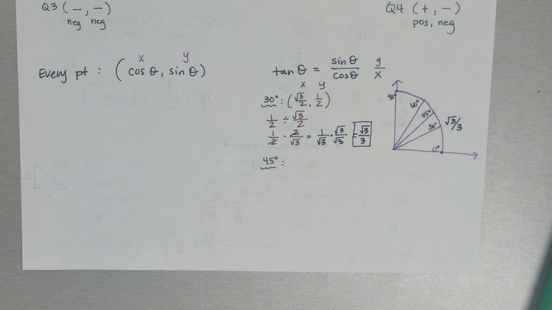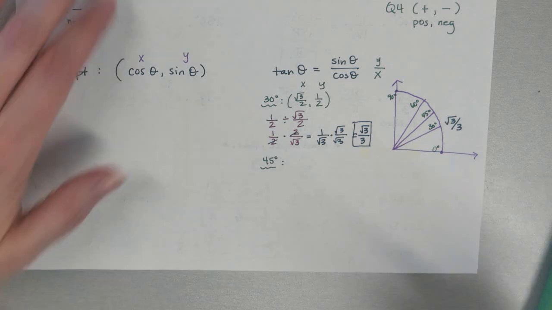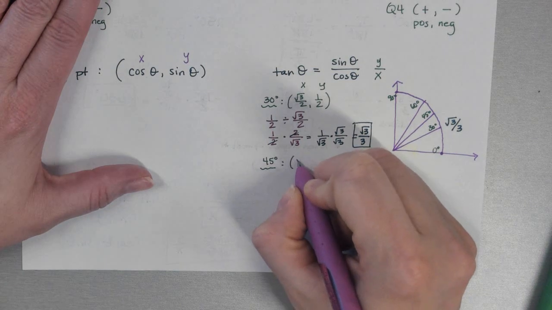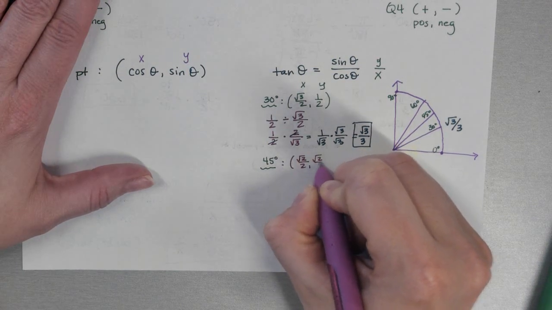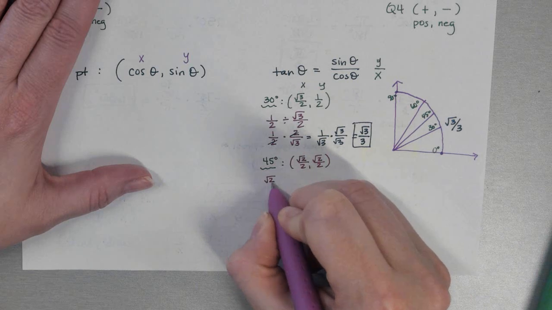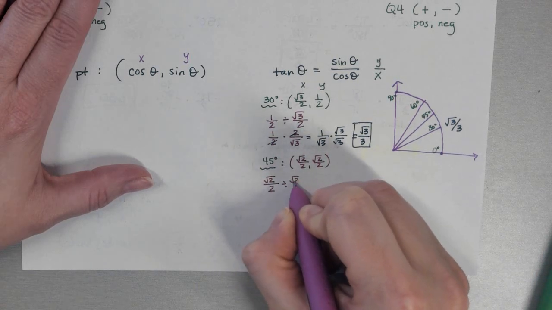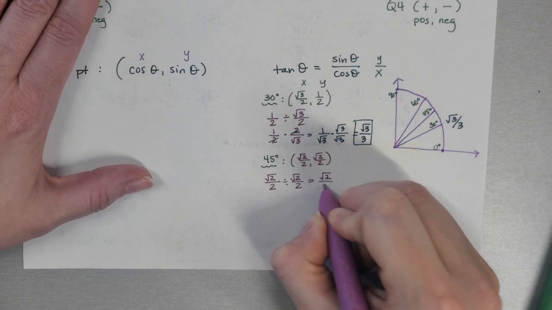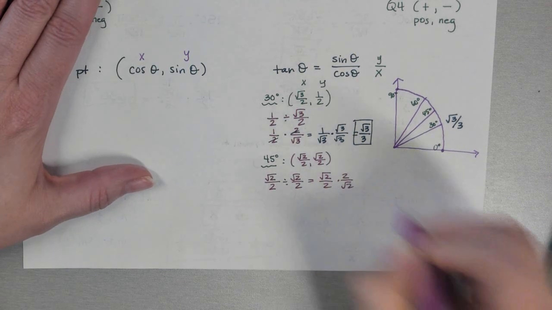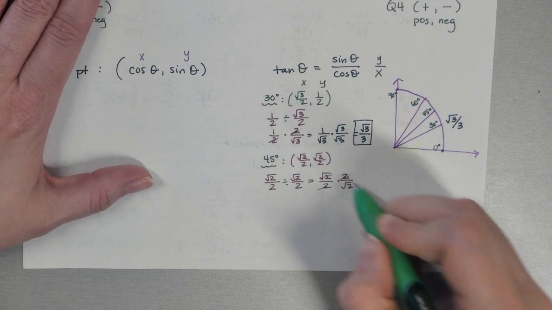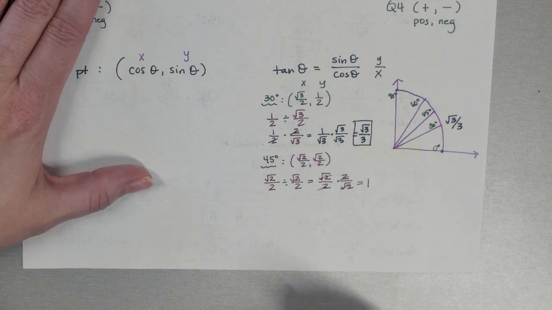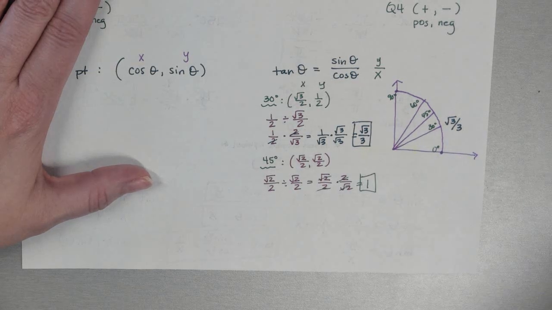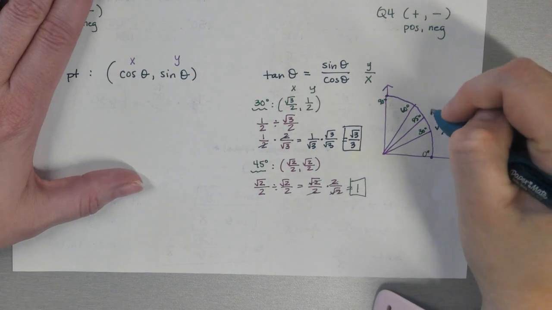What did you get for 45? 1, yeah, because you're just dividing something by itself, right? So if you have the point root 2 over 2, root 2 over 2, whenever you're dividing something by itself, it's going to be 1. So if you realize that, you could just put equals 1. If you had to do the skip, flip, and multiply, that's fine. But everything just cancels out, right? So you do get 1. Okay, so then let's put that on our unit circle.